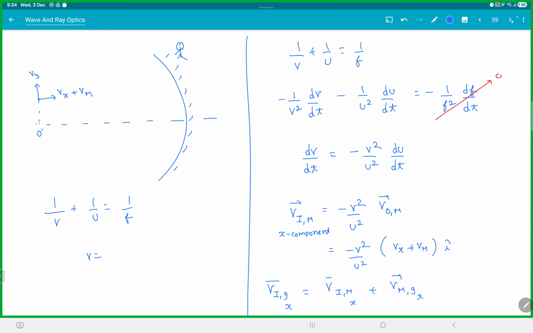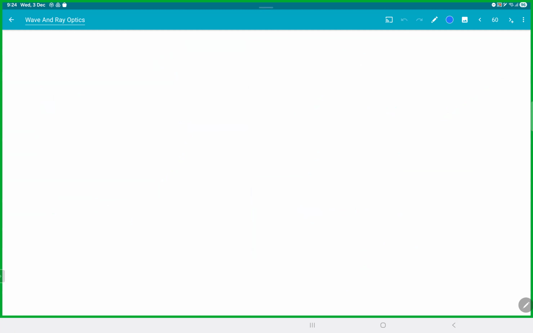And then for the vertical component, what do we do? We use magnification, which is equal to minus v by u, which is nothing but height of the image by height of the object. So height of the image will be minus h naught v by u. Differentiate on both sides. If you differentiate dhi by dt, this gives you velocity of the image with respect to the mirror, but the mirror is not moving anyway in the y direction.